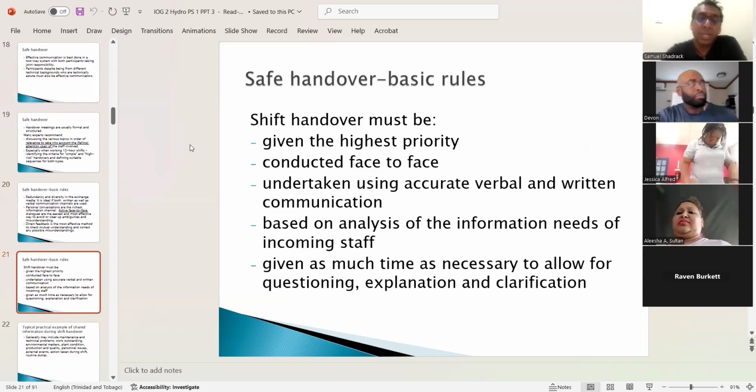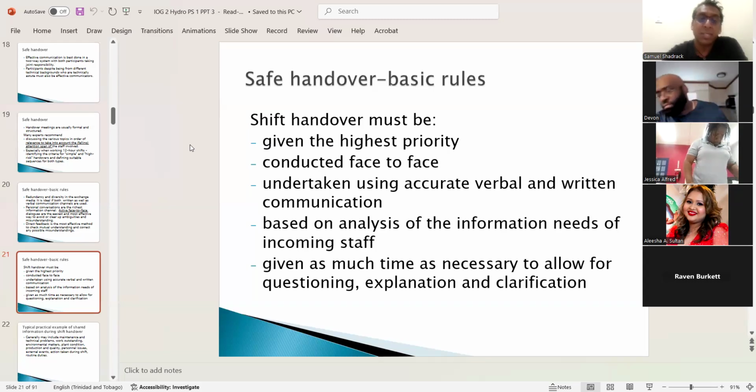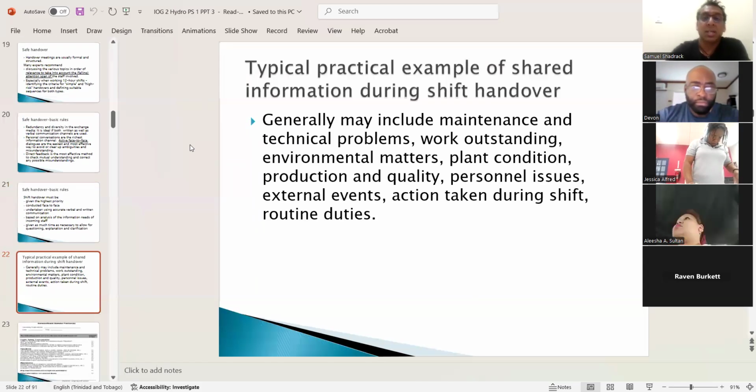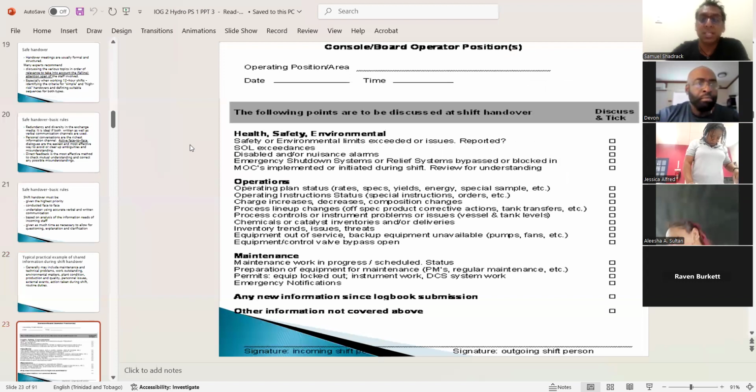Shift handover must be given the highest priority, conducted face-to-face, undertaken using accurate verbal and written communication, based on analysis of the information, needs of the incoming staff, given as much time as necessary to allow for questioning, explanation, and clarification. So I guess we could explain that safe shift handover.